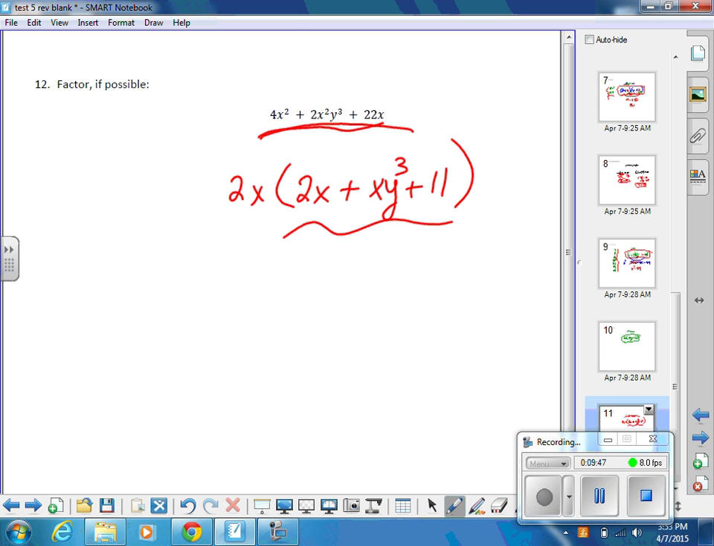Now I look at this. Can I factor that further? No. There's nothing else I can factor. I can't take anything out. And I can't do this and this like a binomial. Do it that way, okay? So at this stage, I'm finished. This is the final answer. Can't take it any further.